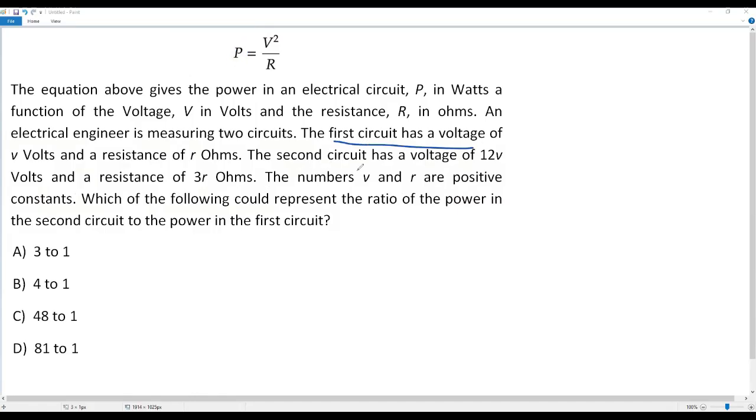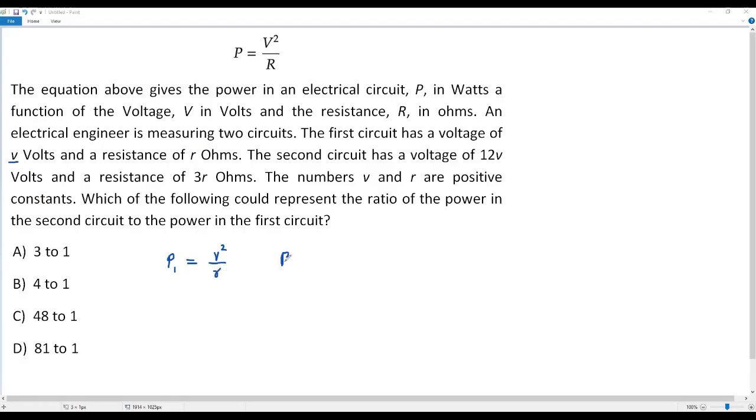It is over here. The voltage in the first circuit is lowercase v, and the resistance in the first circuit is lowercase r. To get the power in the first circuit, we have to plug in this lowercase v for this capital V and this lowercase r for this capital R. Okay, now let me get the power in the first circuit. That is P1 equals lowercase v square divided by lowercase r.